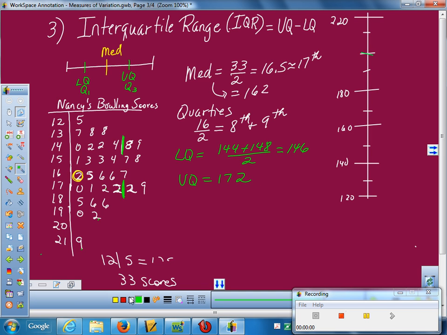How do you actually calculate the interquartile range? You subtract those numbers, and if you subtract that, it's going to be 26. Okay, now, the question is, what does that mean? What do any of those numbers mean? They're just random numbers. That's why somebody said, hey, we've got to have a way to graph this.